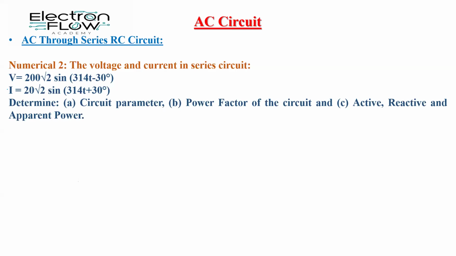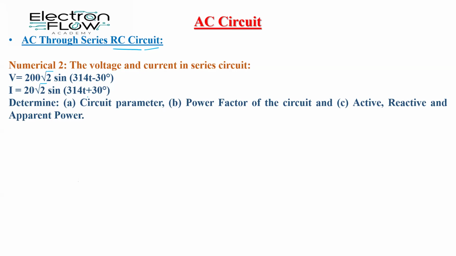So today we are going to discuss problem number 2, which is based on the series RC circuit. In this question, the voltage and current equations are given to us. The voltage is 200 root 2 sine 314t minus 30 degree, and the current equation is 20 root 2 sine 314t plus 30 degree.